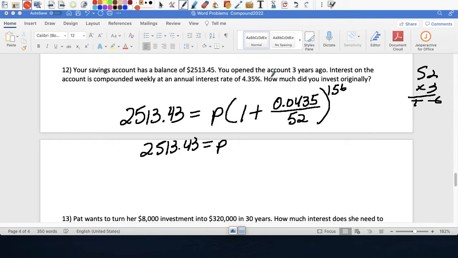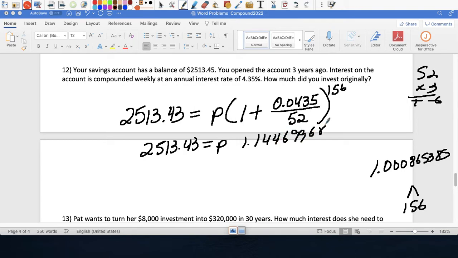0.045 divided by 52, enter. Plus 1, enter. So we're going to have this very ugly number, 1.0086538. And then we're going to raise that to the 156 power. So press this and then press this. And press the little triangle thing. And then 156. Press enter. Sorry. All that number simplifies to 1.14434699968. Alright, so divide both sides by that ugly number.